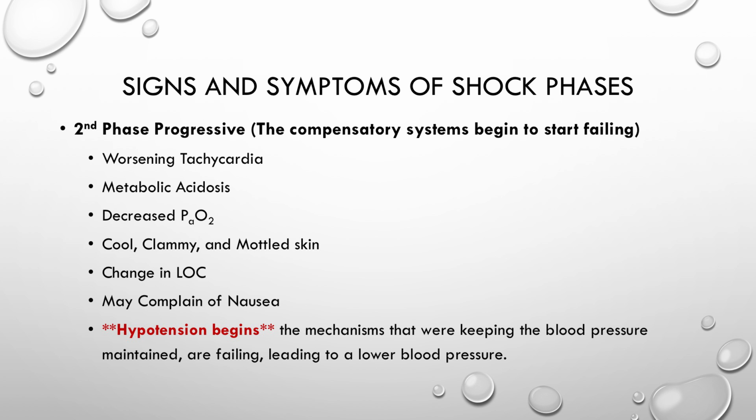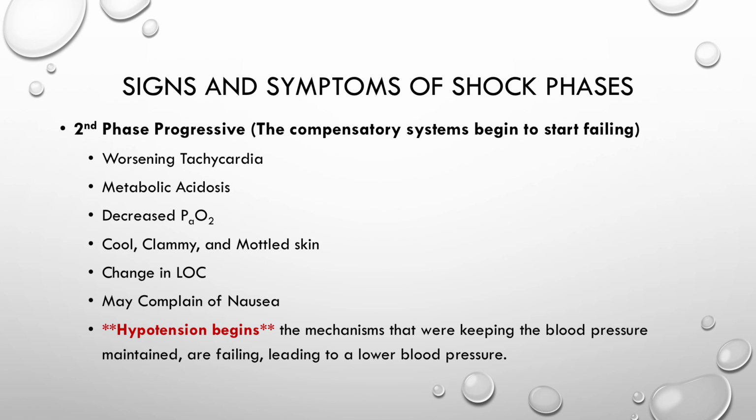So moving on, if the first stage of shock isn't treated early, we're going to move into the second phase of shock. This is the progressive phase, which is when the compensatory systems begin to start failing. So you're going to see worsening tachycardia, metabolic acidosis, a decreased PaO2 on your blood gas, cool, clammy, and mottled skin. This is where you're going to see a change of level of consciousness. May complain of nausea, and hypotension begins.